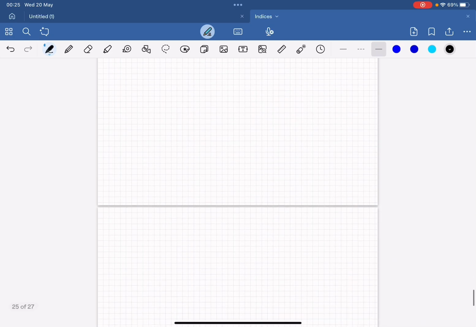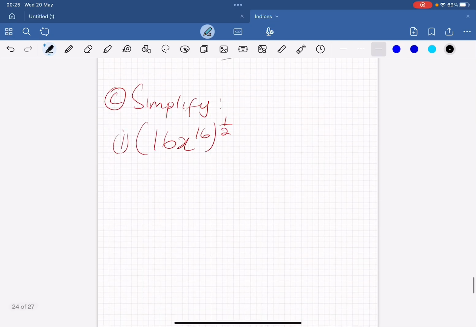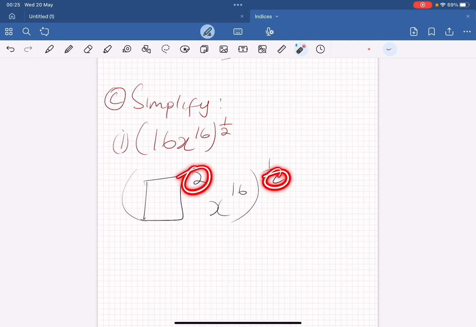Is this the last question? Yes, it is. The next question says (16x^16)^(1/2). So what I will simply do is I'll find something to the power 2. It has to be something to the power 2 because you want the 2's to later cancel out. So 16 is the same as 4 squared.